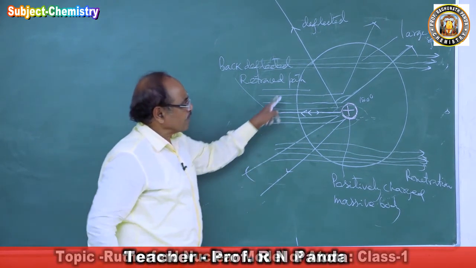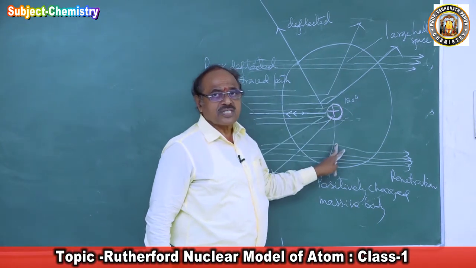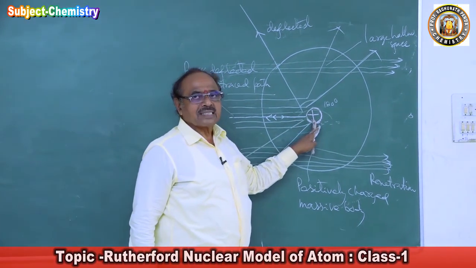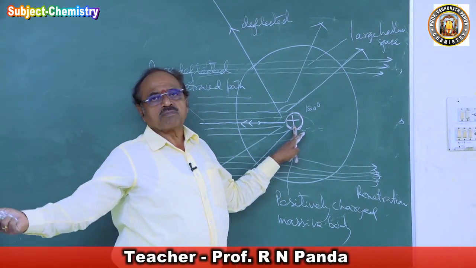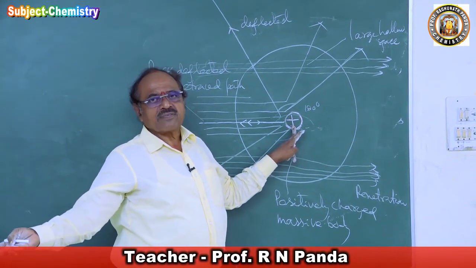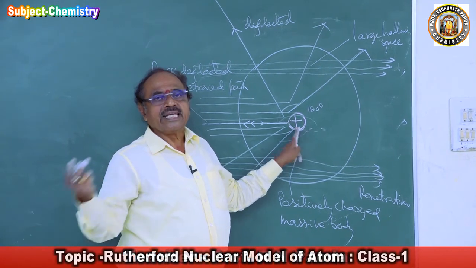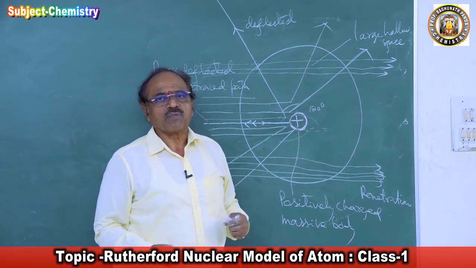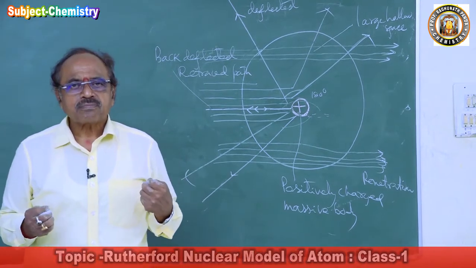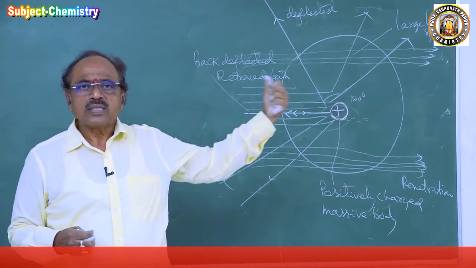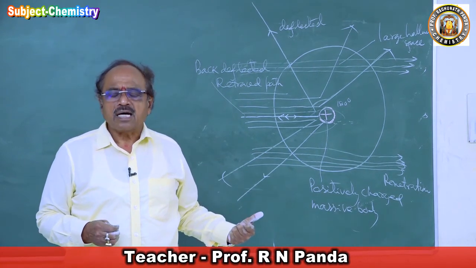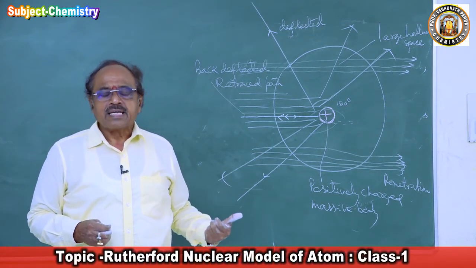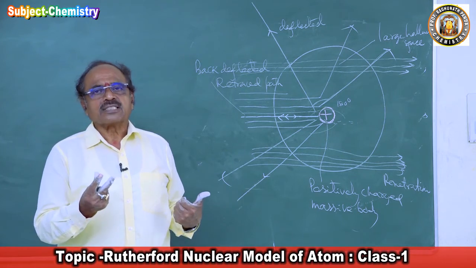So all these three observations are because of what? Because of this positively charged massive body. So from the English language, he got a name for this positively charged massive body, called nucleus, because all these observations originate because of this positively charged massive body.